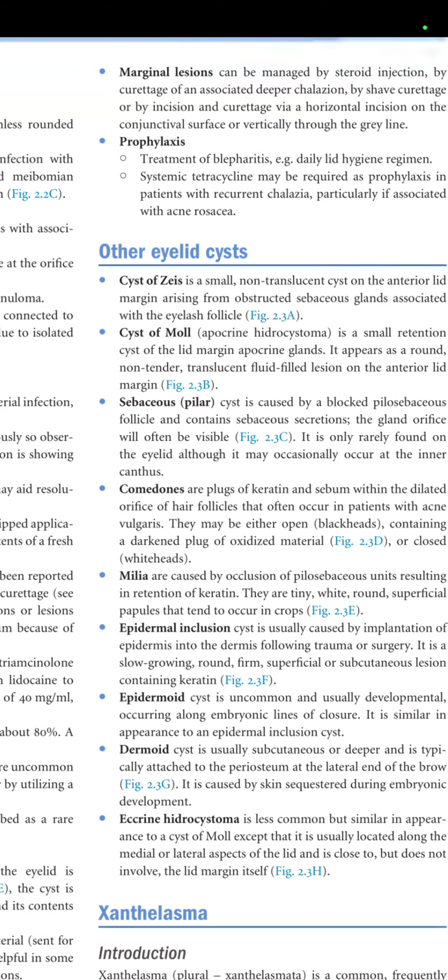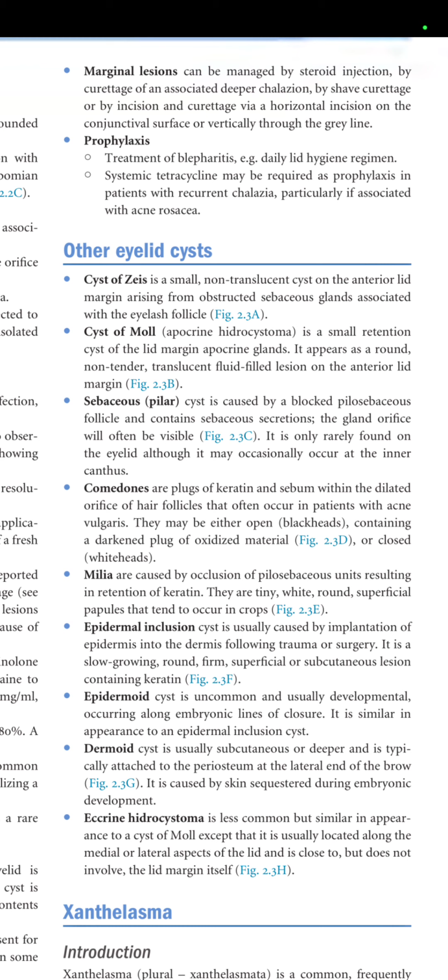Cyst of Moll is also known as apocrine hydrocystoma. It is a small retention cyst of the lid margin apocrine gland. It appears as a large, round, non-tender, translucent fluid-filled lesion on the anterior lid margin.